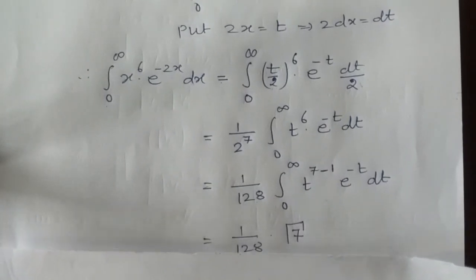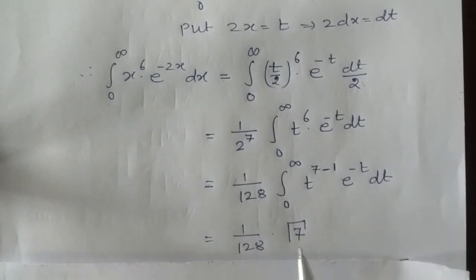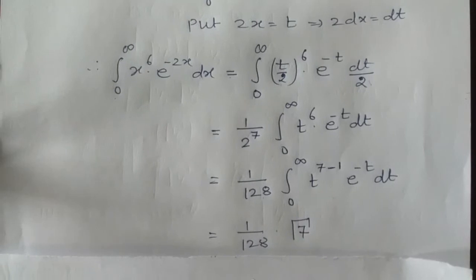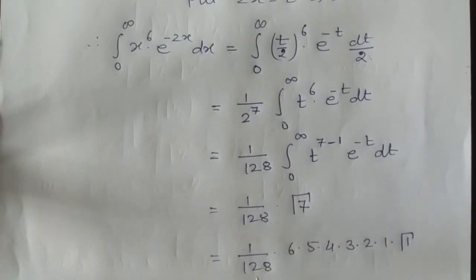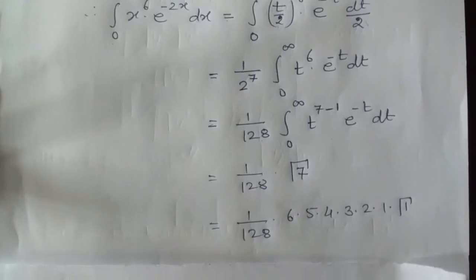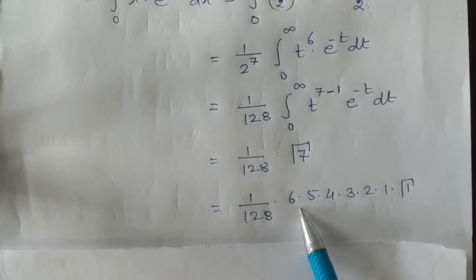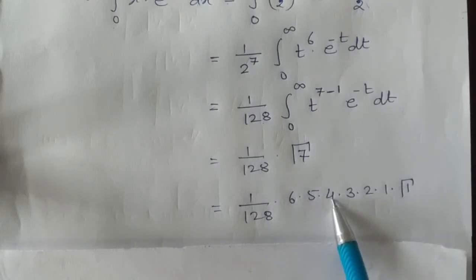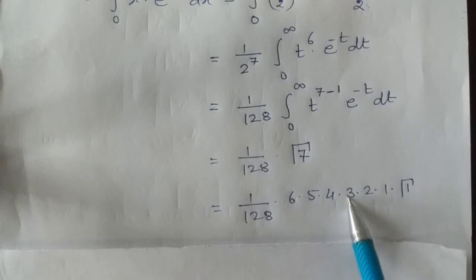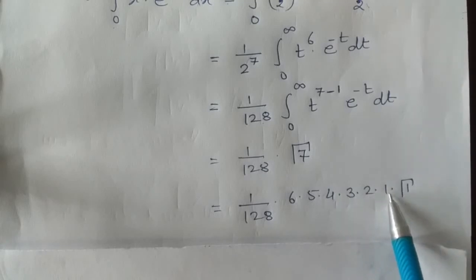So we have 1 upon 128 multiplied by gamma 7, the value of this integral. By comparing this with the standard definition of the gamma function, we have gamma 7. Now expand gamma 7 using the relation gamma n plus 1 is n gamma n. Gamma 7 is 6 gamma 6, gamma 6 is 5 gamma 5, gamma 5 is 4 gamma 4, gamma 4 is 3 gamma 3, gamma 3 is 2 gamma 2, and gamma 2 is 1 gamma 1.